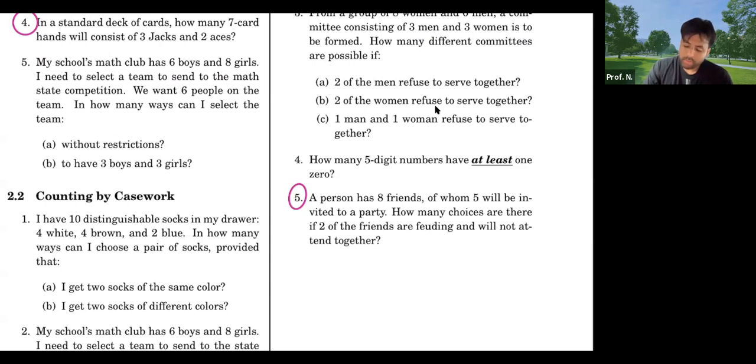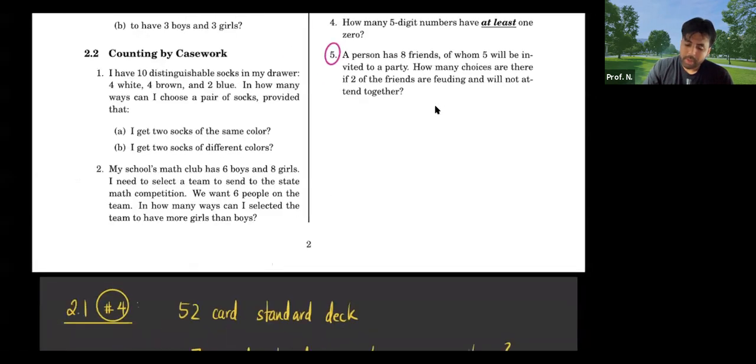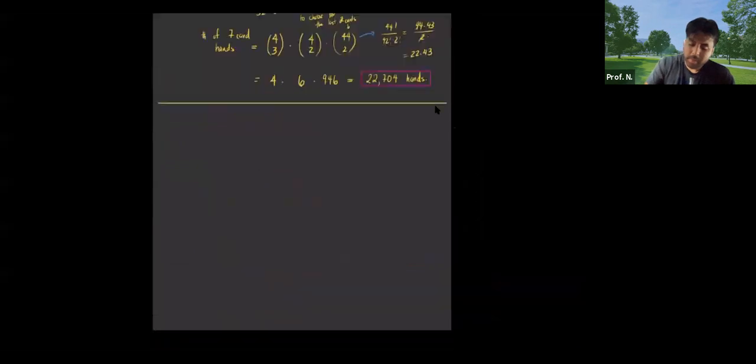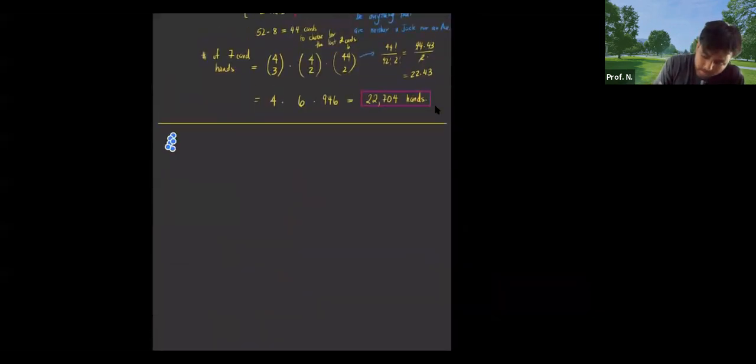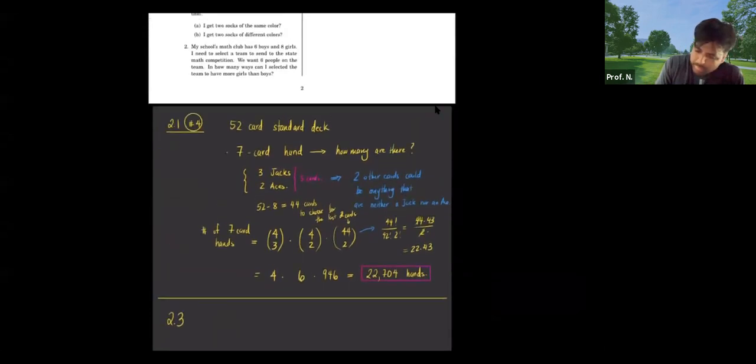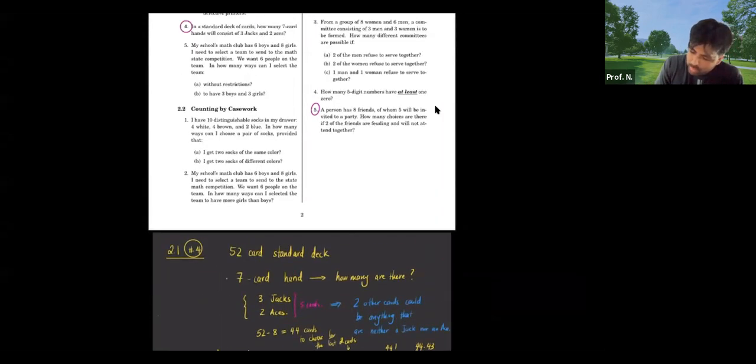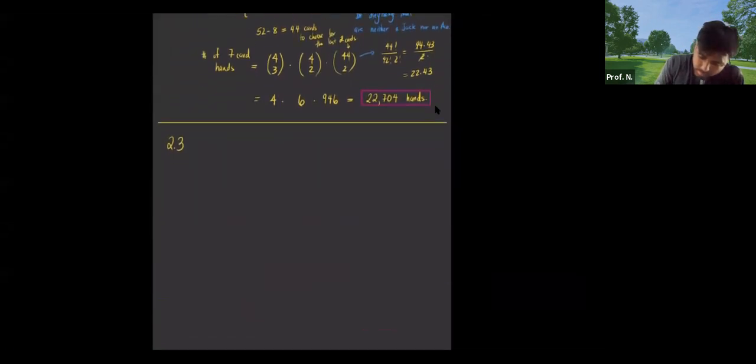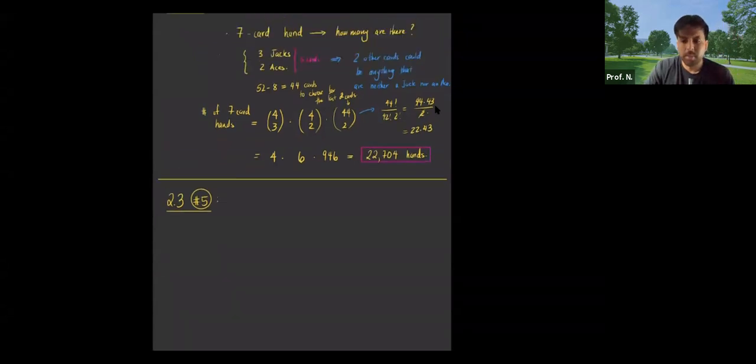So how do we approach this problem? So this is number 5. This is 2.3, number 5. And again, some of these problems can be solved more than one way. So maybe you don't see it as a complementary counting problem. Maybe you just see it as a straight up casework problem.